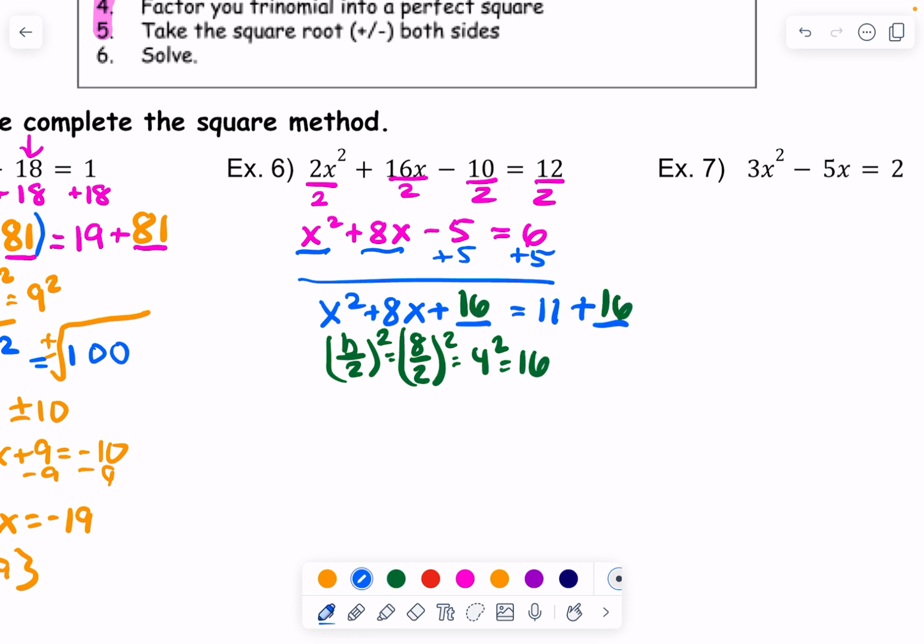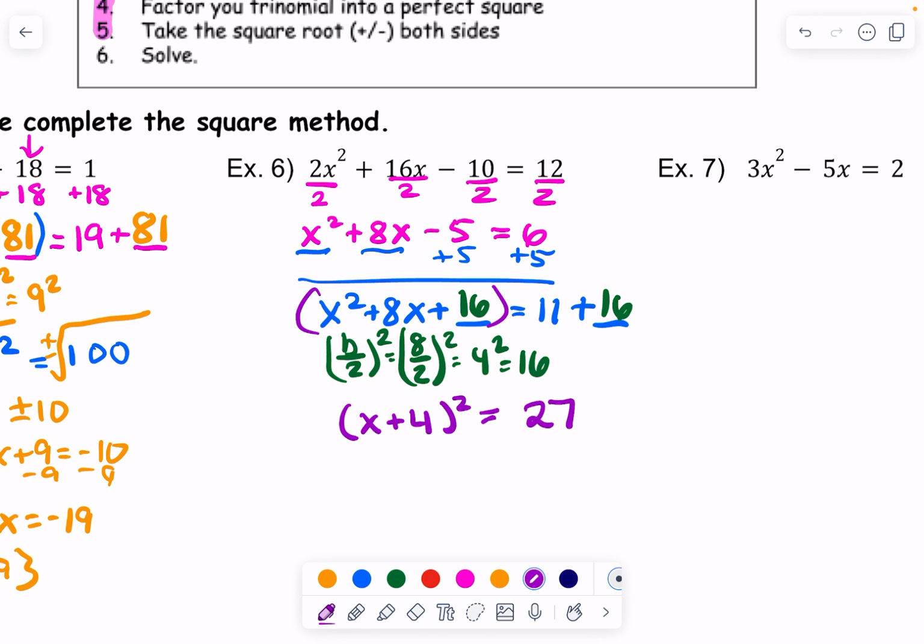So now we're going to have x. Let's make this a different color. So this one right here, we turned into x plus 4 squared. And so this is equal to 27.